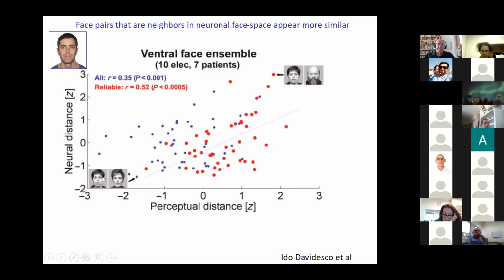In addition, these faces were presented to the patients with intracranial recordings, so we could get the neuronal distance. How similar is the activation pattern for these faces and these faces? And you can see in a very nice correlation that these dissimilar faces have long distances in neuronal space, and the similar faces have short distances in neuronal space.